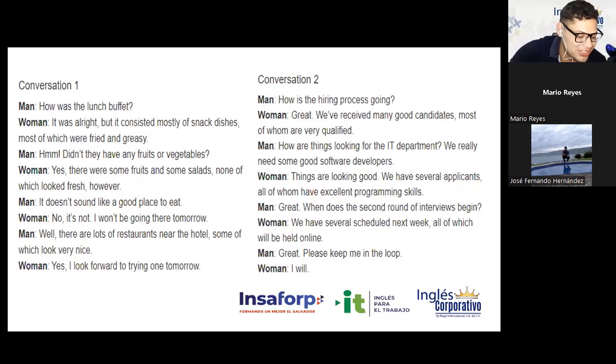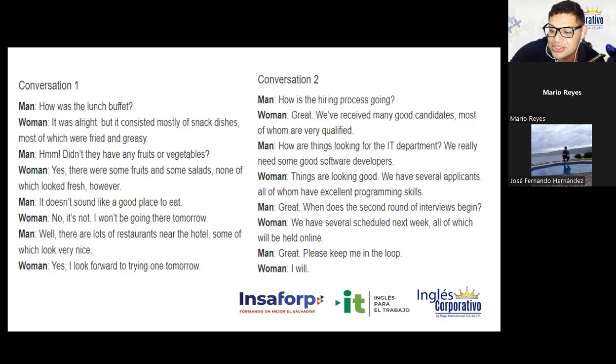Okay, let's try with this conversation number two. How is the hiring process going? So that is the start. How is the hiring process going? Great. We've received many good candidates, most of whom are very qualified. How are things looking for the IT department? We really need some good software developers. Things are looking good. We have several applicants, all of whom have excellent programming skills. Great. When does the second round of interviews begin? We have several scheduled next week, all of which will be held online. Great. Please keep me in the loop. I will. Let's try it again.